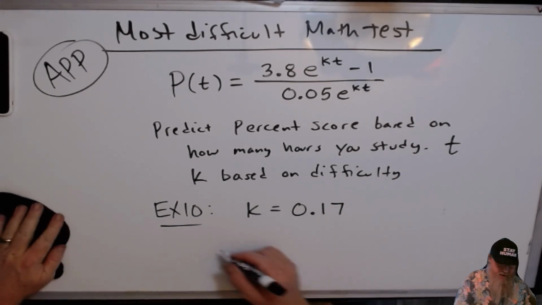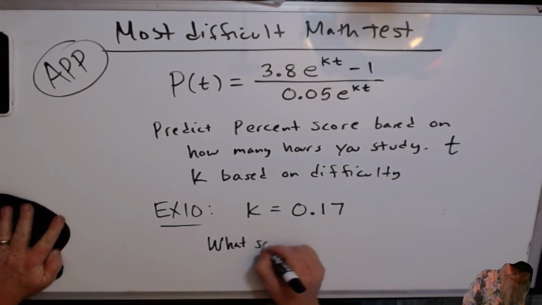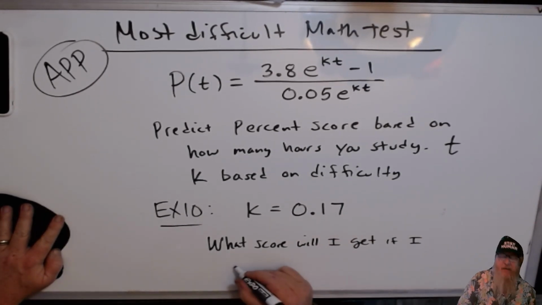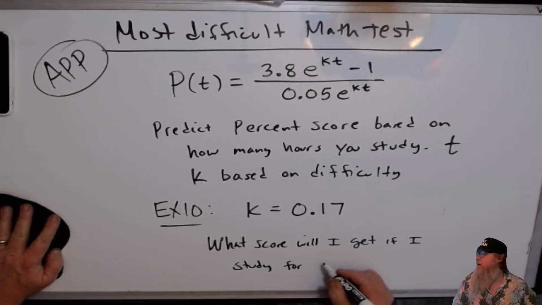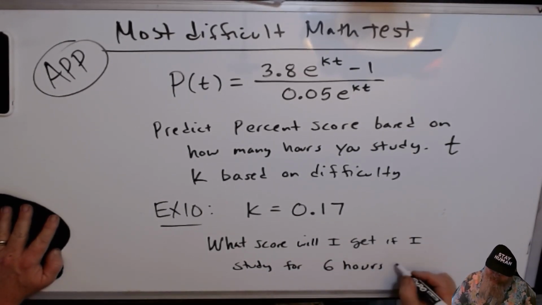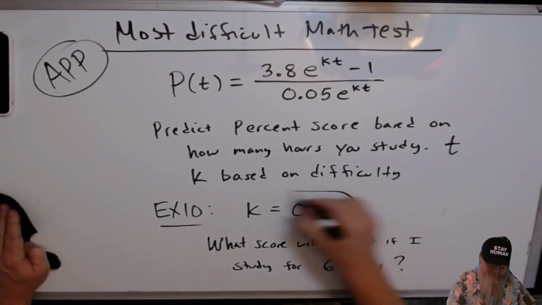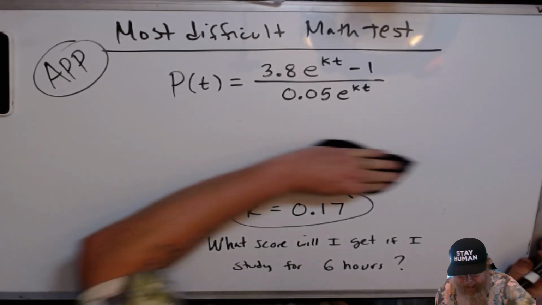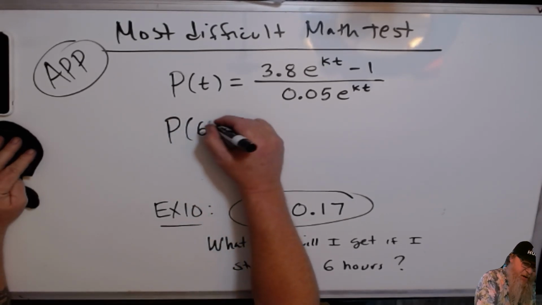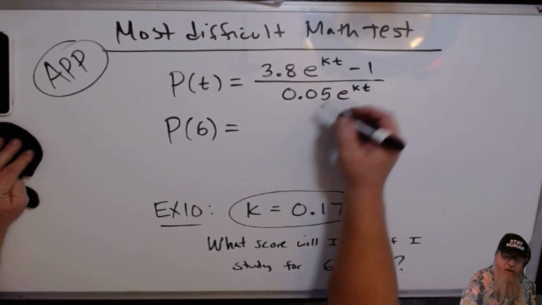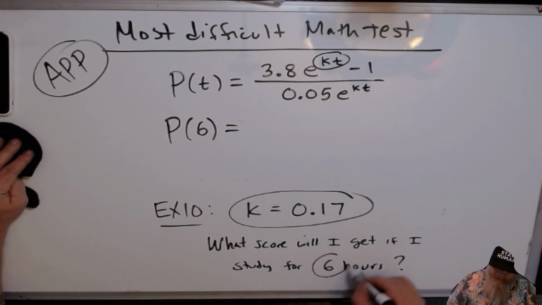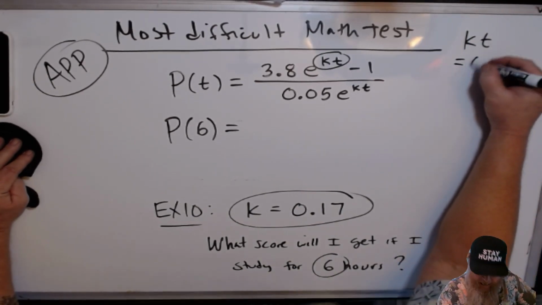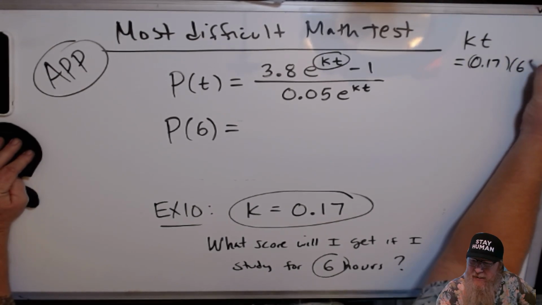All right, so what score do I get if I study for 6 hours, based on this difficulty number? Well, let's see. 6 hours of study for the test. So we're going to plug in 6. It's a good idea to multiply the K and the T first. We've done this earlier in this course. So K is 0.17 and T is 6.